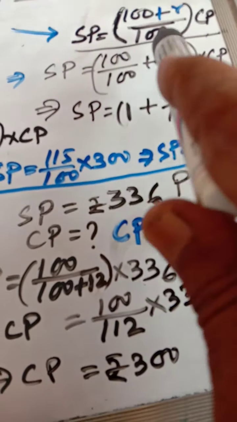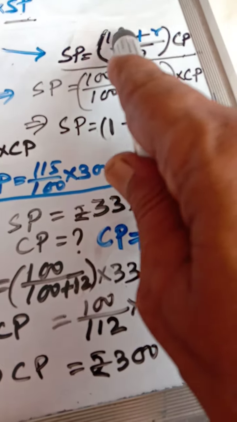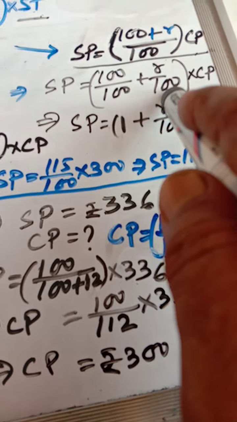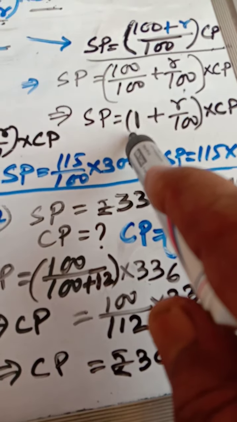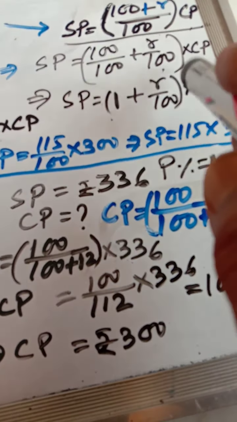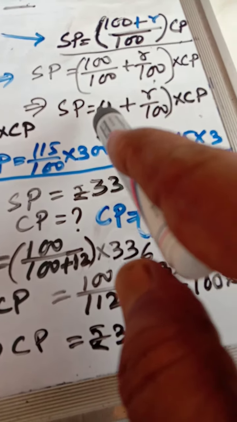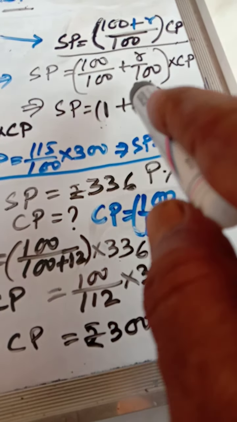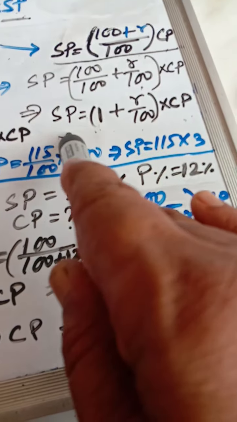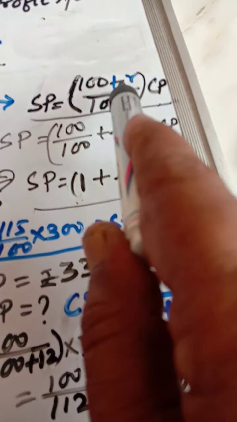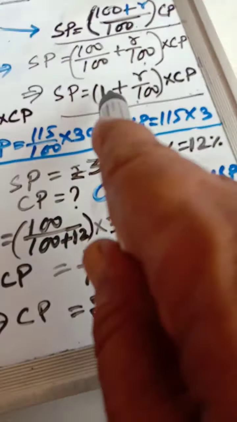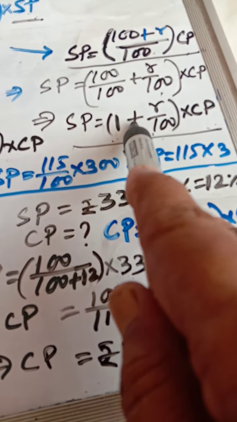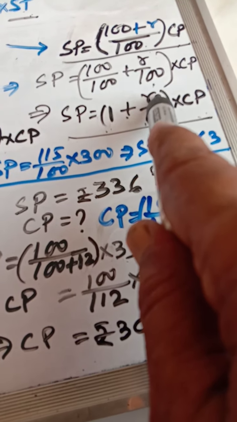How is it so? See, 100 by 100 plus R by 100, isn't it? 100 will cancel to become 1, so it is R by 100 into CP. You can remember it as SP is equal to 1 plus R by 100 into CP. Either you remember this or that, these things are very easy. And when the plus sign is there, R is the profit percentage.